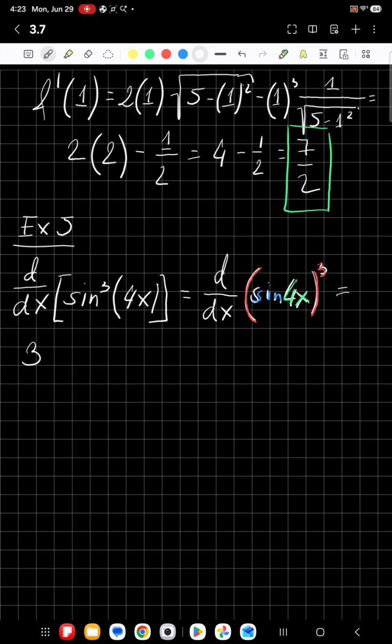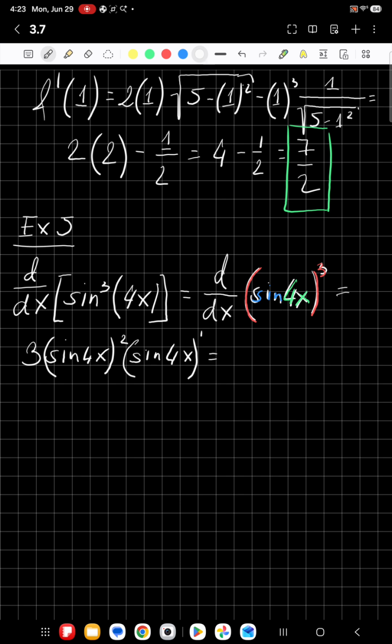3. Then I'm rewriting the whole thing, I'm not really touching it. So sine of 4x. And now let's do the second power. Okay, so now I need to multiply it by the derivative of the inside. So let me do it slowly. Okay, so I have that sine of 4x, and I'm taking the derivative of this.